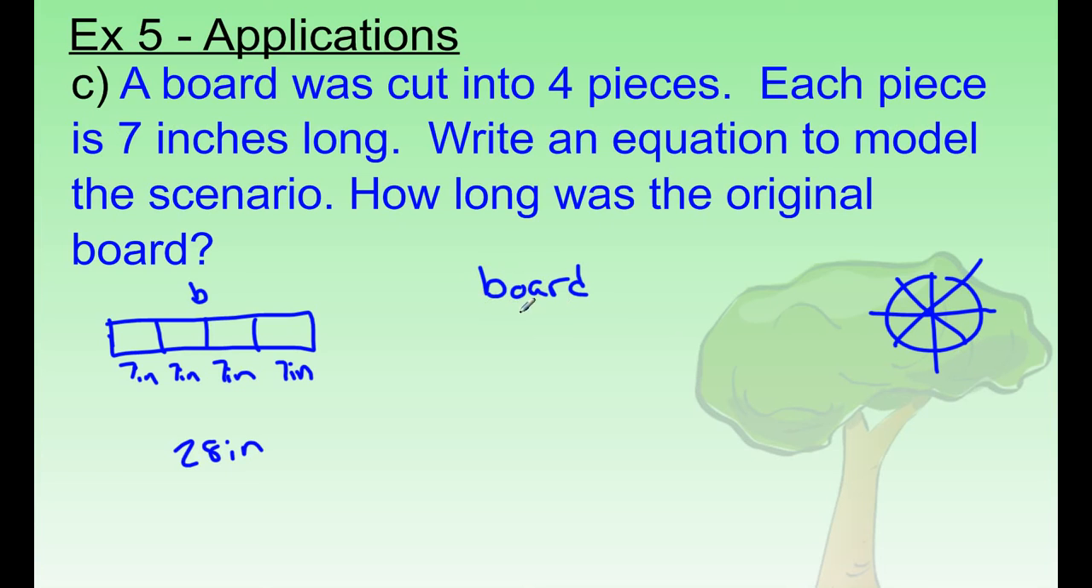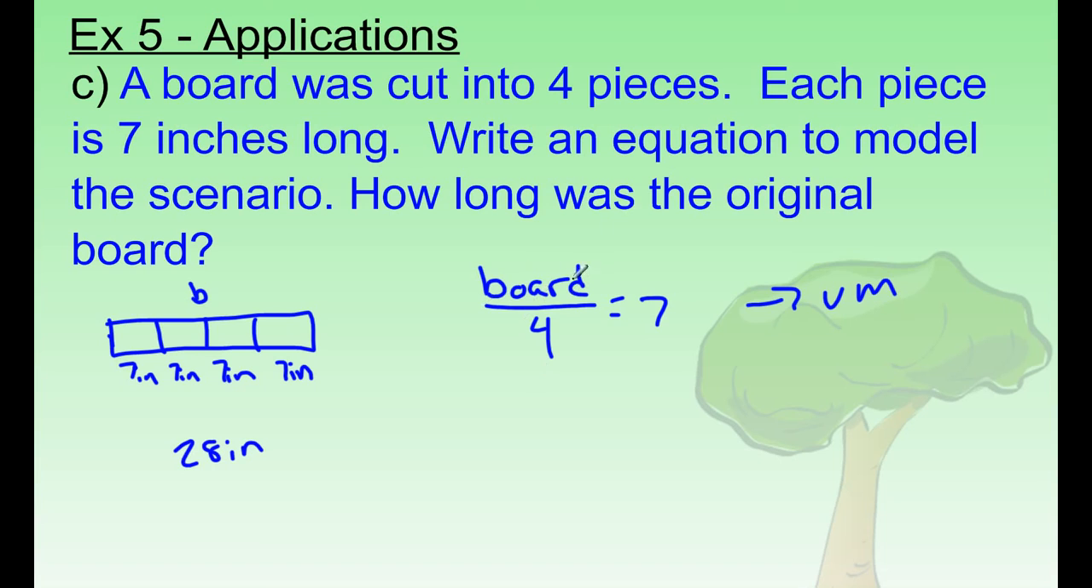So my board, I divided into 4 pieces. And the result of that, after I took my board and divided it into 4 pieces, I got pieces that were 7 inches long. And this would be my verbal model. Now, to get the equation, we just substitute the word board for the b. So b divided by 4 equals 7. So there's our equation.